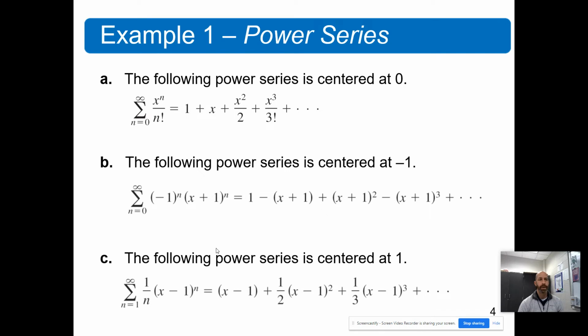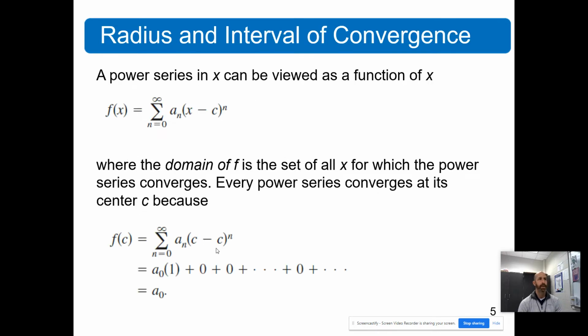The following power series is centered at 1. So again, we just look at the x's. You've got quantity x minus 1, quantity x minus 1 squared, etc. So this could be a question. I think it's an easy thing, but you just want to be able to identify where the center of a power series is.